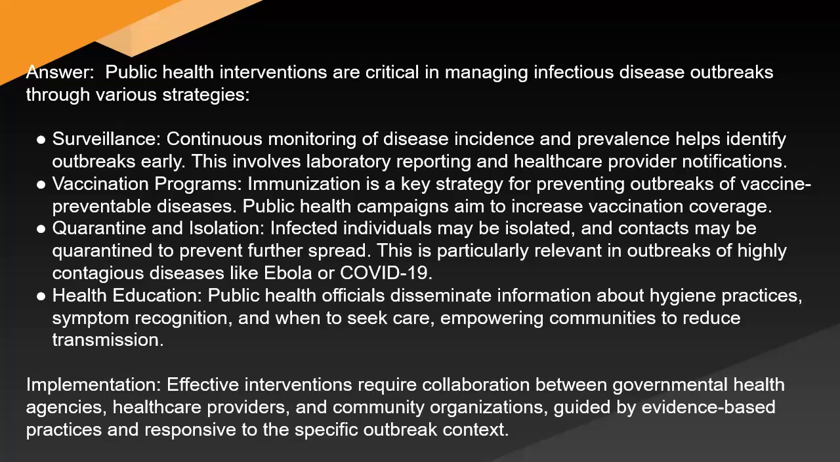Vaccination programs: immunization is a key strategy for preventing outbreaks of vaccine-preventable diseases. Public health campaigns aim to increase vaccination coverage. Quarantine and isolation: infected individuals may be isolated and contacts may be quarantined to prevent further spread. This is particularly relevant in outbreaks of highly contagious diseases like Ebola or COVID-19.